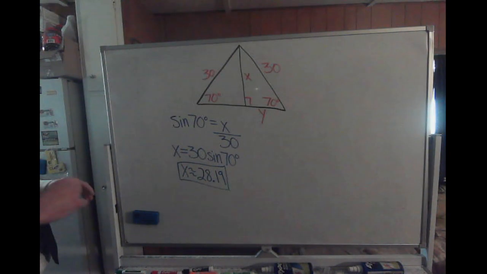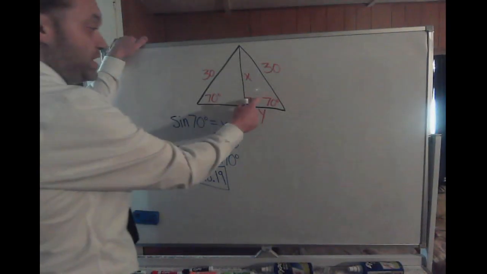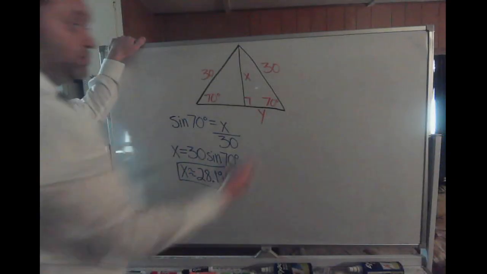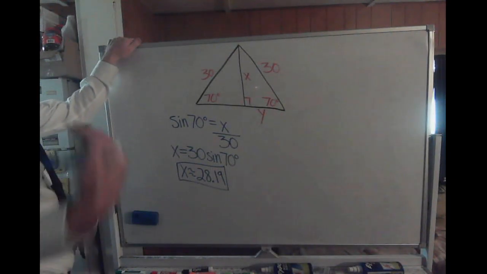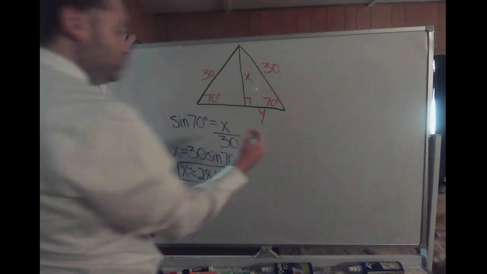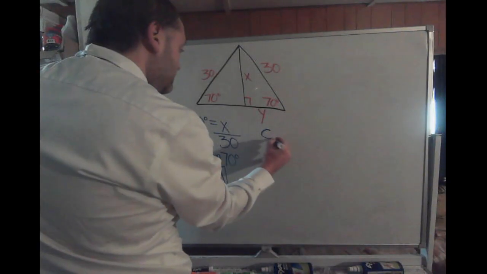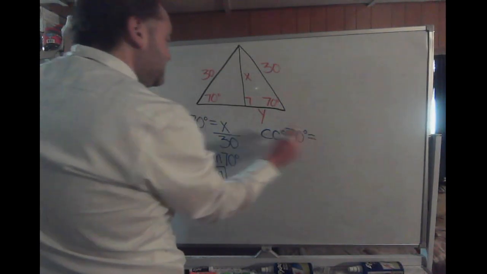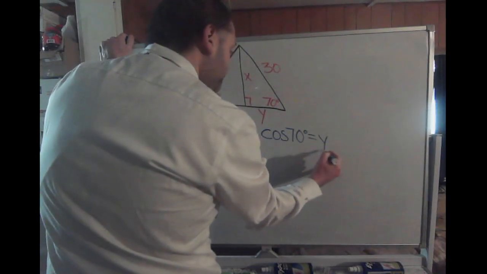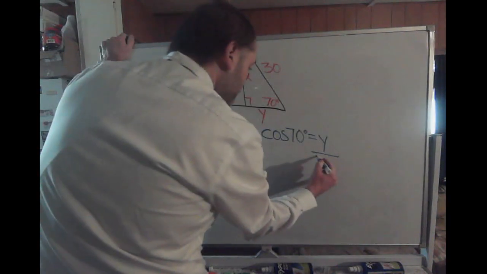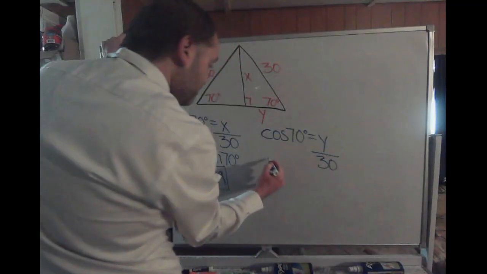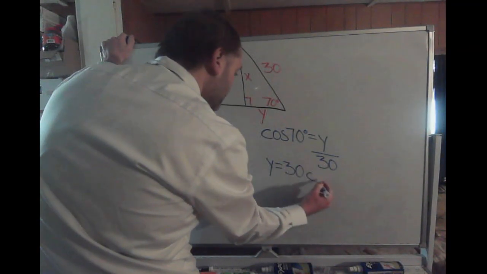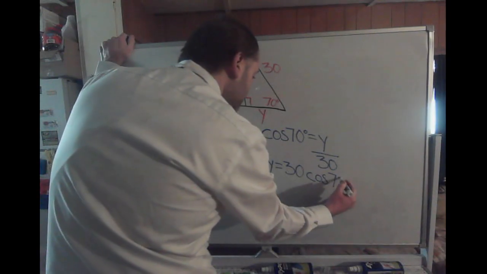Now we just need to find y. Well, in this right triangle, y is the adjacent leg to the 70-degree angle. Then we have the hypotenuse. If you relate adjacent and hypotenuse, you'll do the cosine ratio. So set up the cosine of 70-degree ratio. That's going to equal the adjacent leg of y over your hypotenuse of 30, which then means that y is equal to 30 times the cosine of 70 degrees.